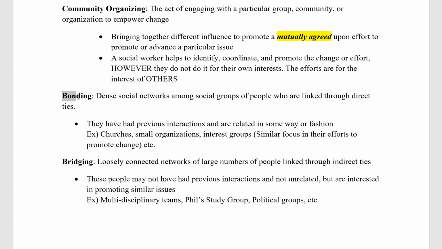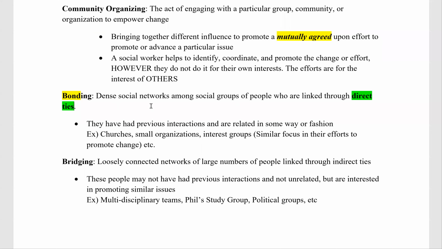Key emphasis on bond, because if you think of people that are bonding, it's likely people that have met each other prior and have a relationship, maybe an active relationship, or it's somebody that you haven't really seen a whole lot. But when you get together, you can bond about things that you've previously experienced. Stated in a different way, it's dense social networks among social groups for people who are linked through direct ties. Key emphasis on direct ties because they are directly tied together in some way, shape, or form.